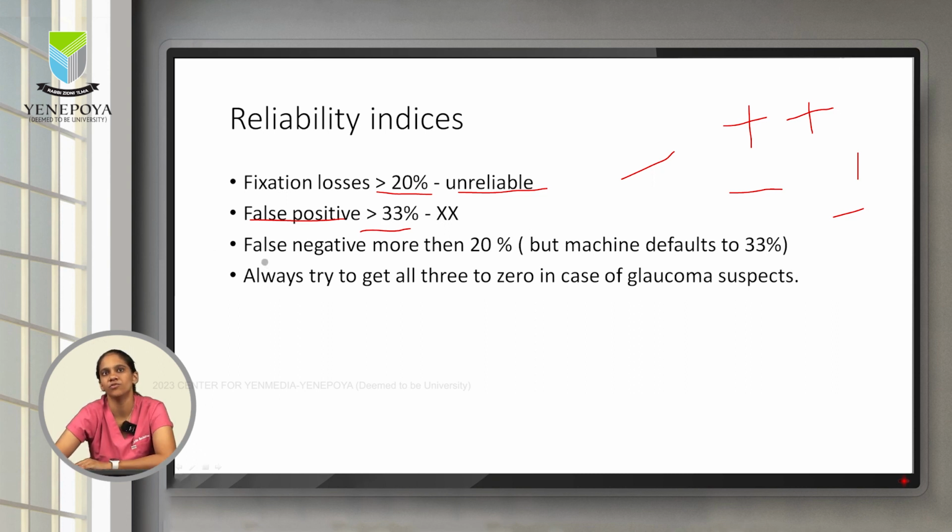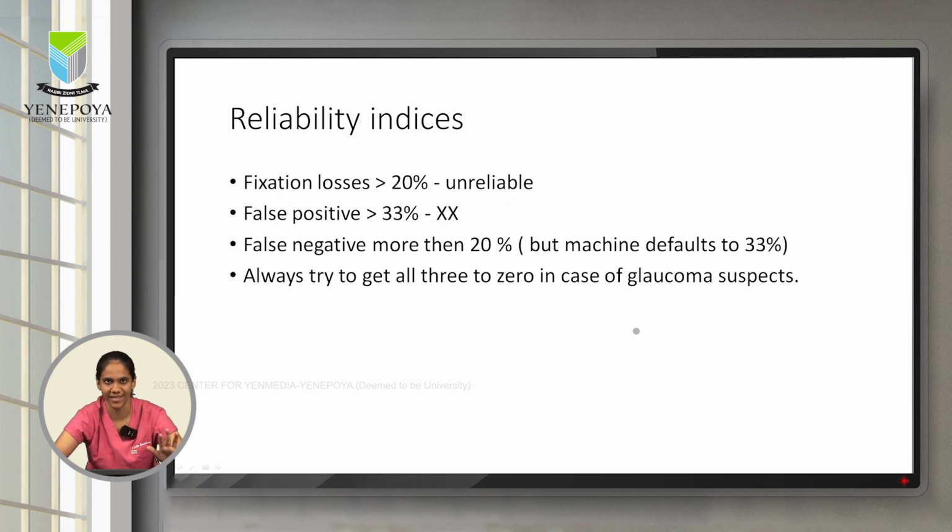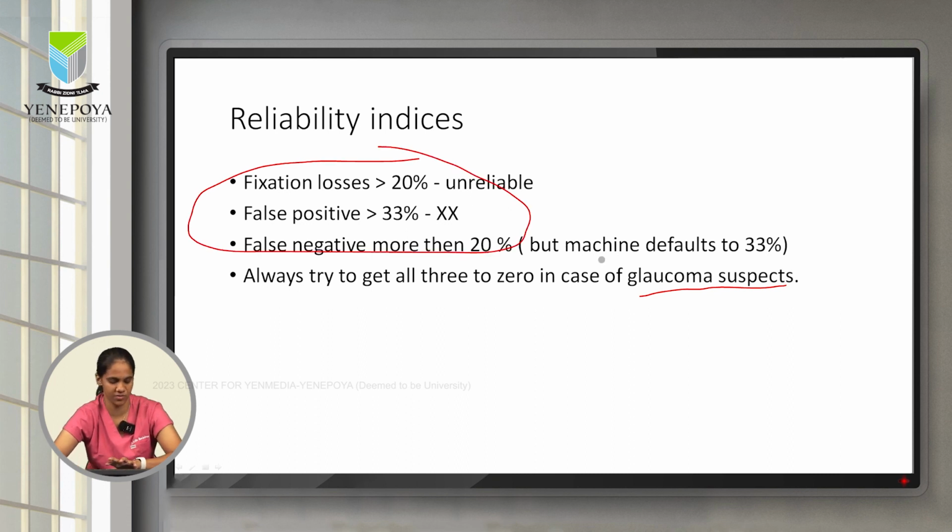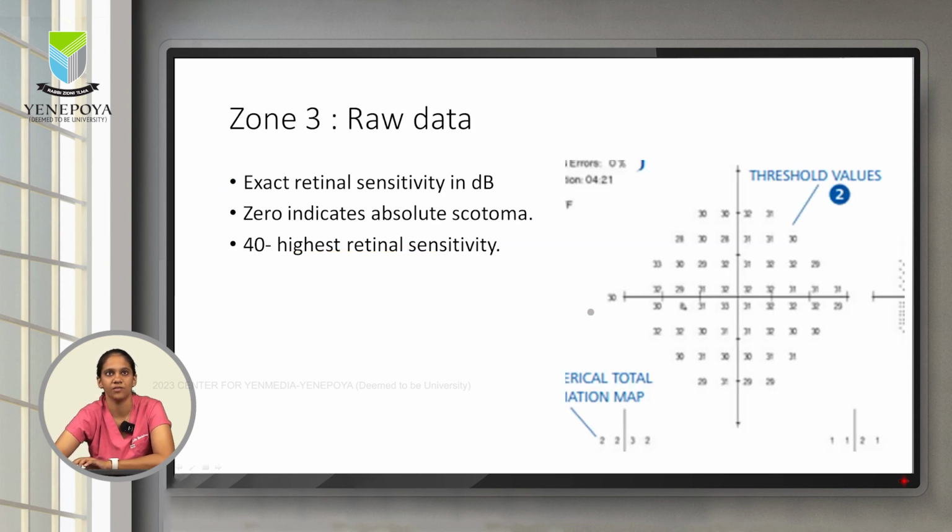Second is false negative more than 20%. What is false negative? When the patient is able to see the stimulus, but he is not responding. This happens either because the patient is not attentive, tired, or just plain disinterested. So, the best way to do this test in case of glaucoma suspects or in follow-up cases is to get all three to 0. That is the ideal situation. I agree that that doesn't happen all of the time, but ideally this is what we want.